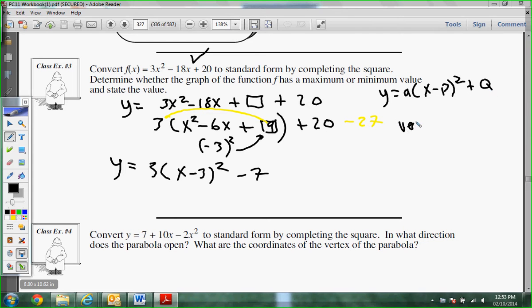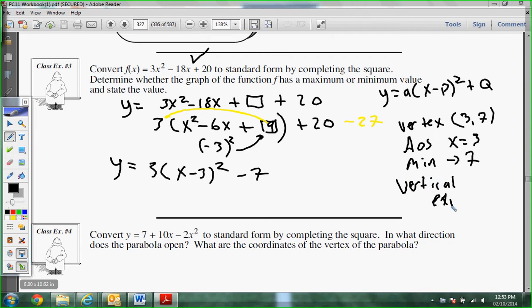Here's everything I have. My vertex is what? 3, negative 7. Good. My axis of symmetry is what? 3. It's always the x value. Is this a max or a min? Min, because the parabola is going up. It's a min at negative 7. Good. So you guys seeing all this now? It's all coming together. And the last thing, I have a vertical compression, or excuse me, expansion of 3. No flip, no reflection, because no negative. Okay, that's why standard form helps us. It gives us everything about the graph we need to know.